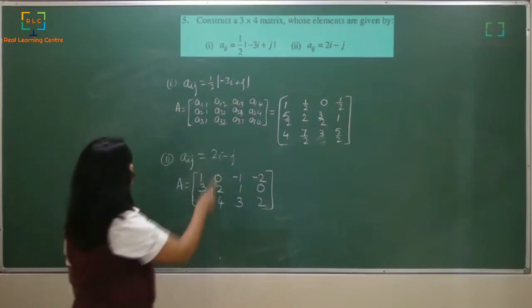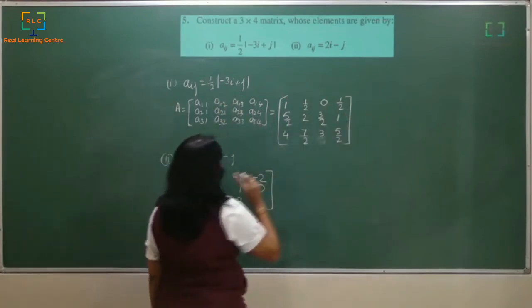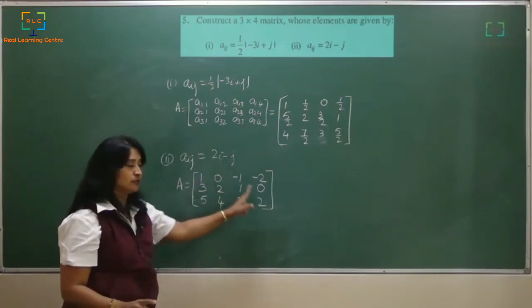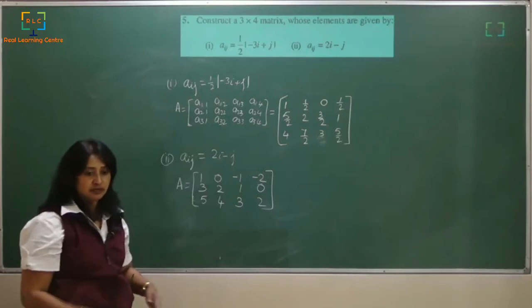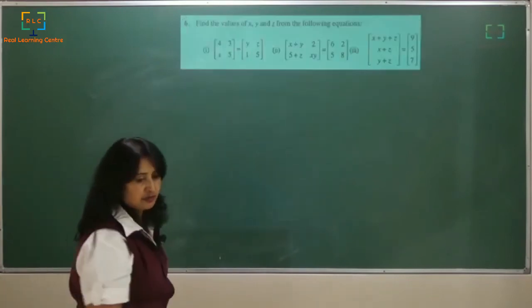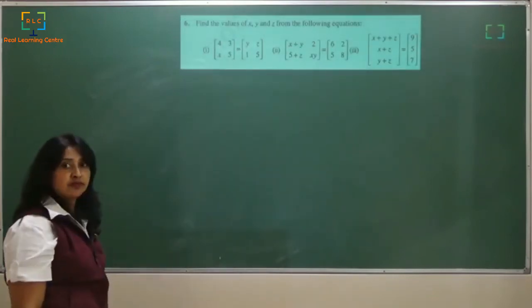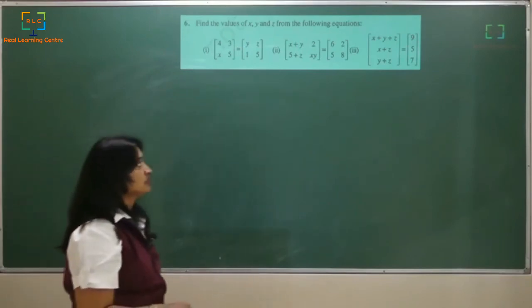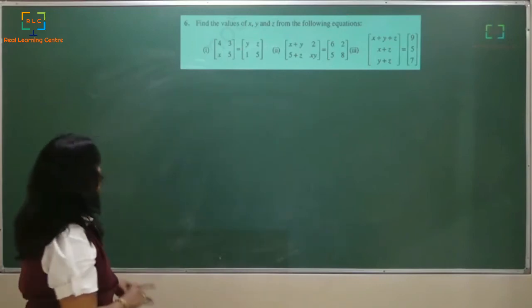So here you see, whenever you have modulus, there is not going to be any negative sign inside your matrix. When no modulus is given, you should be careful with your plus and minus over here. This is about construction of matrices. Okay, here goes the next question where we need to find out the values of x, y and z from the equations. There are 3 sub questions, and they are very simple.